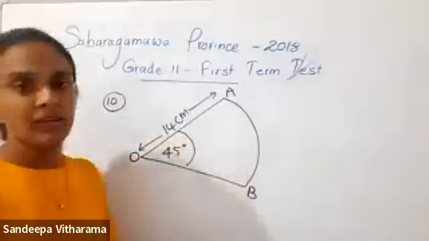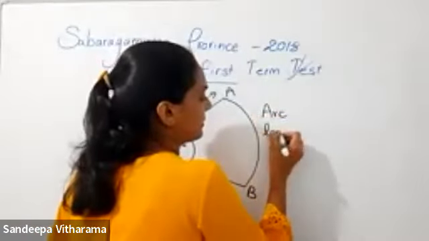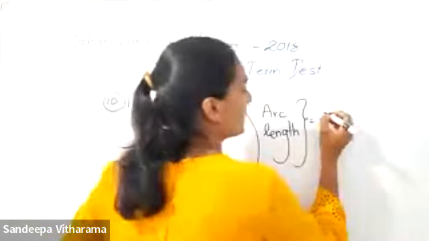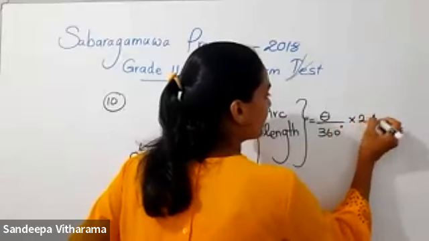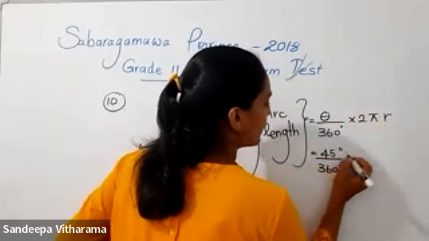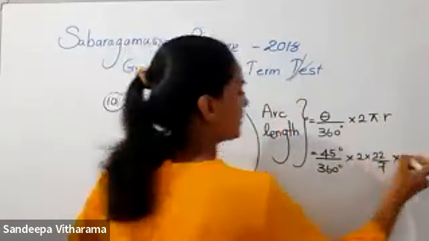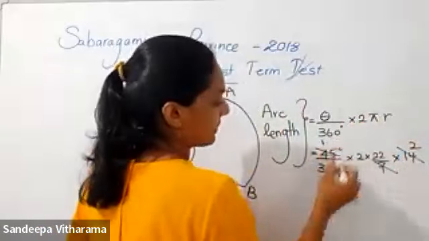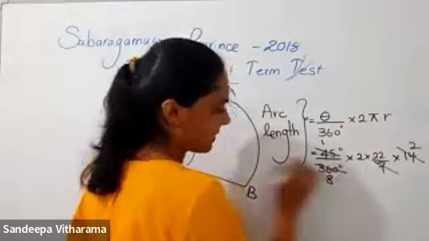Or what is the equation to find the arc length? It is equal to theta upon 360 into 2πr. Then theta is 45. 45 upon 360 into 2 into 22 upon 7 into r, which is given as 14. 14 divided by 7 is 2. 45 divided by 45 is 1. 360 divided by 45 is 8.